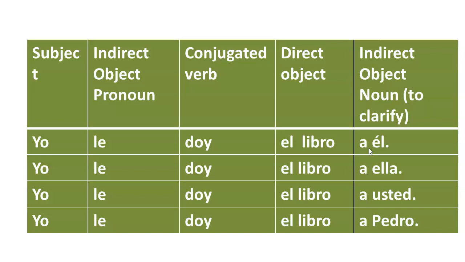Yo le doy el libro a él. If I want to say I give her the book, I have to say yo le doy el libro a ella. We have to add this clarifier here. Yo le doy el libro a usted. I give you the book. Or you can even use someone's name, or you can use a noun here. So yo le doy el libro a Pedro means I give Pedro the book. If you wanted to say I give the book to the professor, a female professor, la profesora, you would say yo le doy el libro a la profesora. Okay, so it's necessary to add something on the end here to clarify the le.